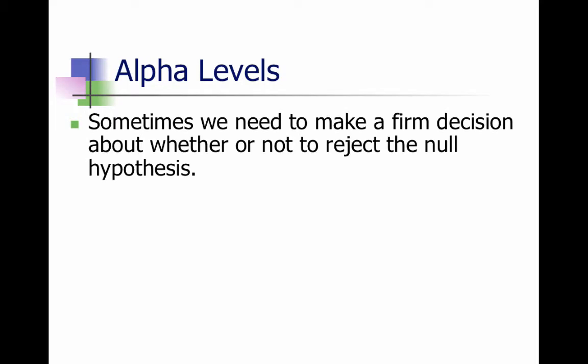Up until now, when we've been dealing with our p-values, we haven't really decided what constitutes a high p-value and what constitutes a low p-value. Alpha levels are going to do that for us. Sometimes we need to make a firm decision about whether or not to reject the null hypothesis. It can't really be a, well, it seems kind of low, but maybe it's high situation. Sometimes we need to say, nope, it is below this value, therefore it's low. Or nope, it's above this value, and therefore it's high.